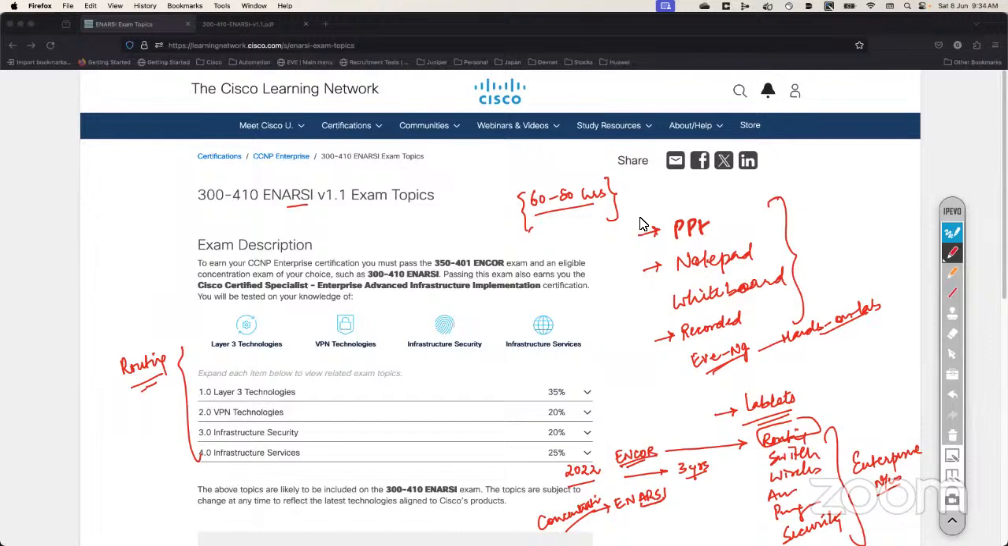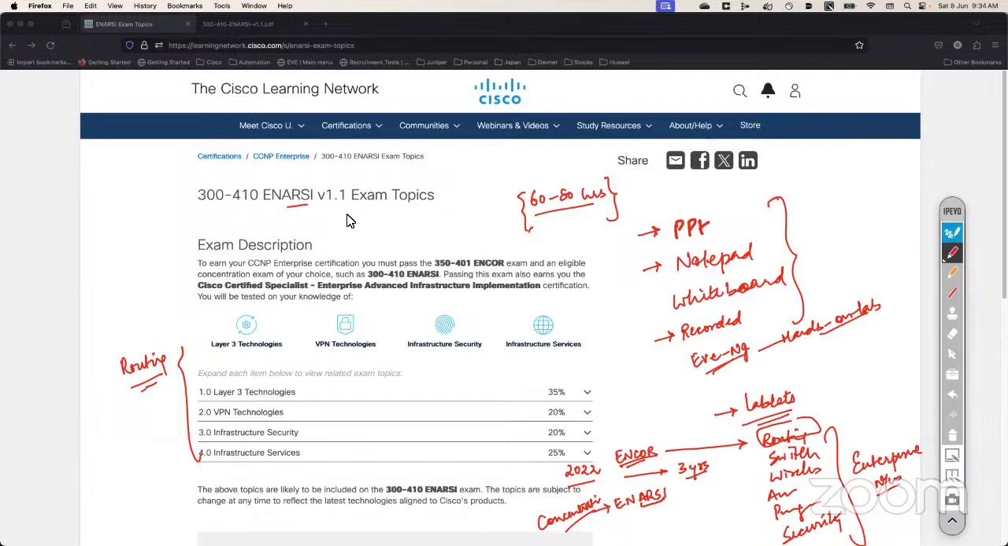Again, I cannot answer this question. You need to check with the coordinator. But it depends on you and whether you have time. If you have time, you can cover both together. ENCOR will also be of a similar duration, 60 to 80 hours. It may go higher, because what I have observed is that the course content in ENCOR is very high, a lot.